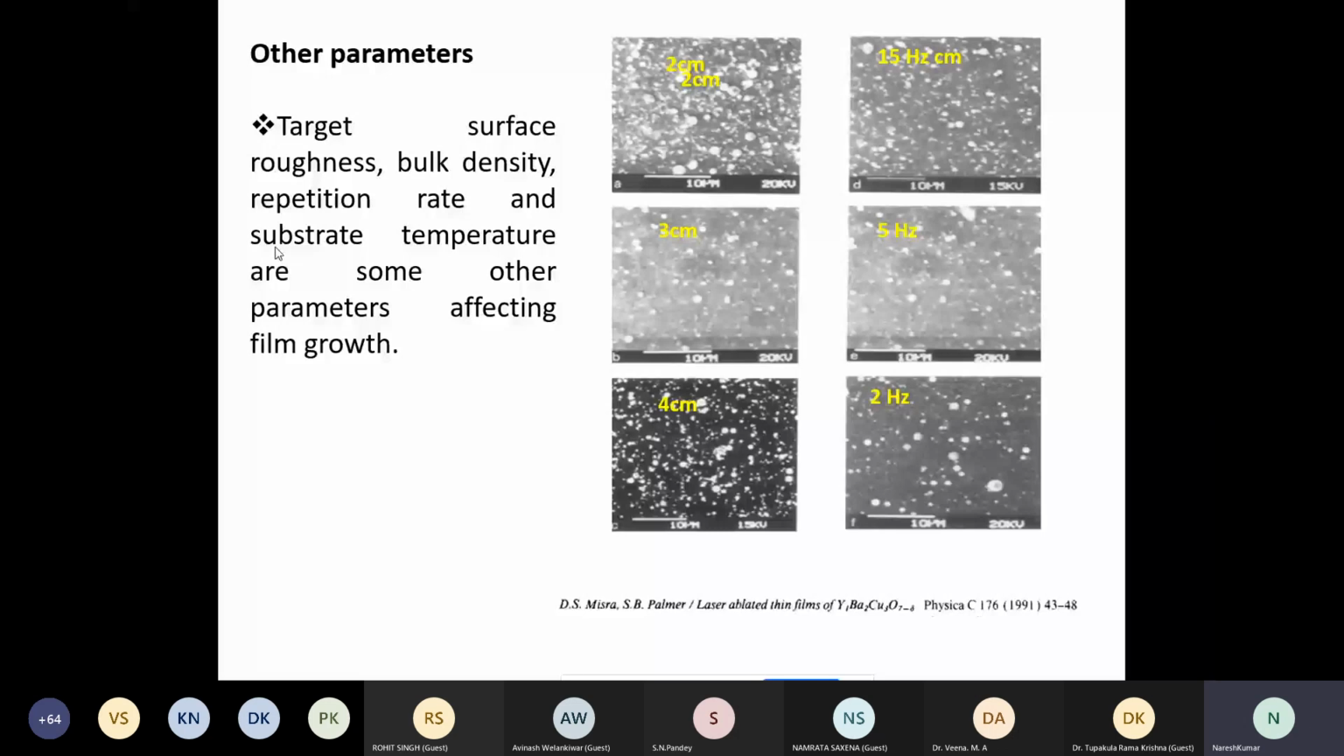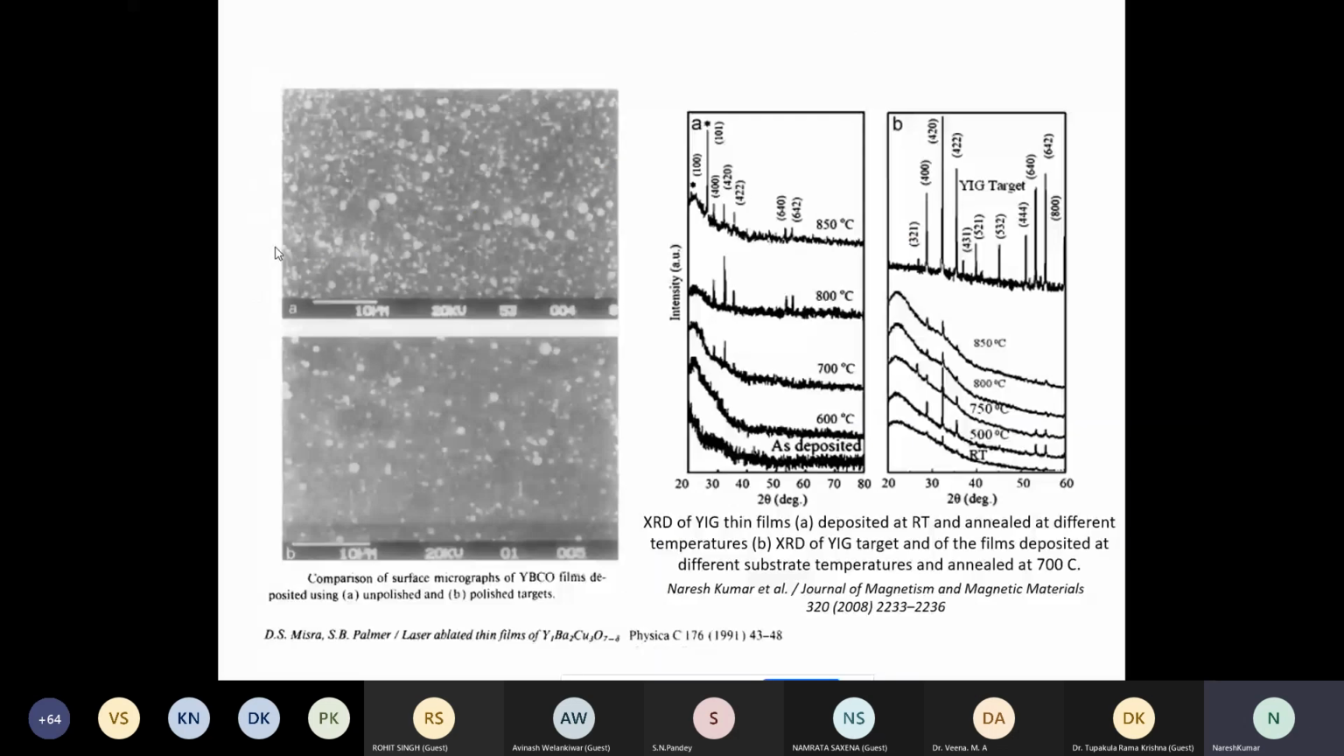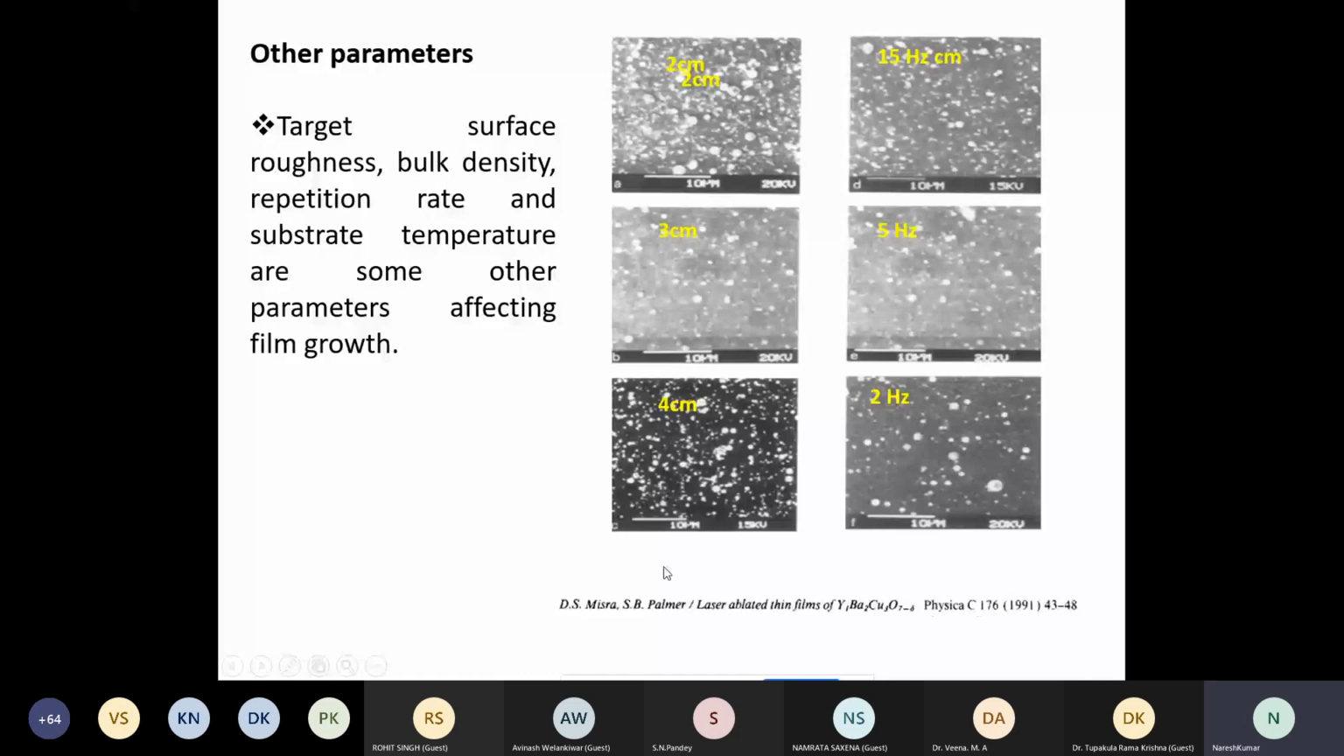Maybe here we have been showing a picture demonstrating how target substrate distance affects the quality of film, and how repetition rate does. Okay, so you see, if it is 2 hertz, my surface quality is better. If it is 15 hertz, my surface quality is not better. So we need to optimize repetition rate. Repetition rate means the number of pulses of the laser beam coming per second to the target.